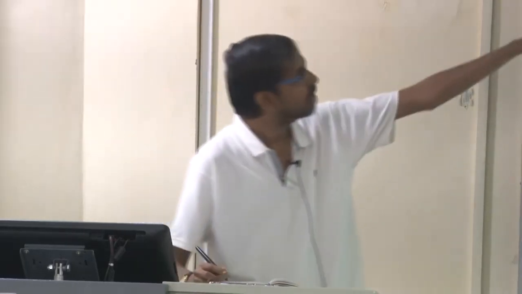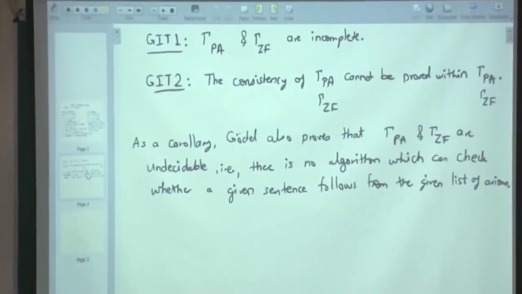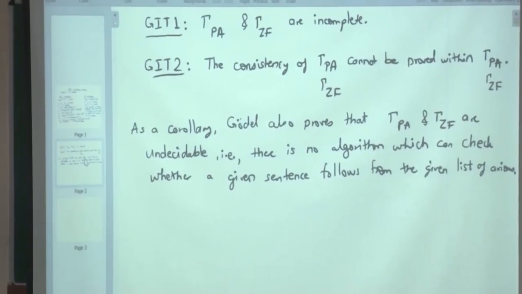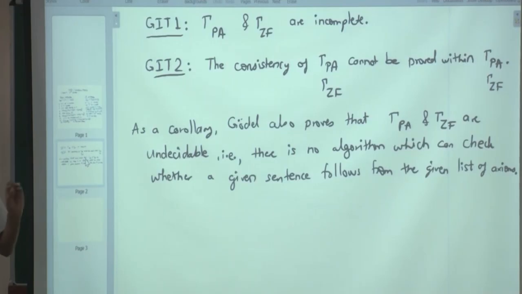Okay, let's do some serious mathematics then. So we have to understand what is that Gödel's function, Gödel's sentence, which says that this is incomplete, the sentence which can neither be proved nor be disproved, and how Cantor's diagonal argument was used in that, and we have to also understand this undecidability.